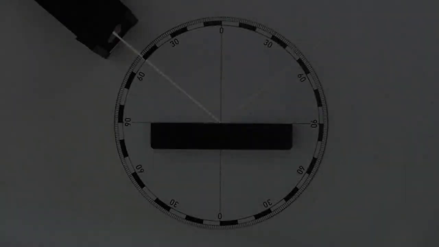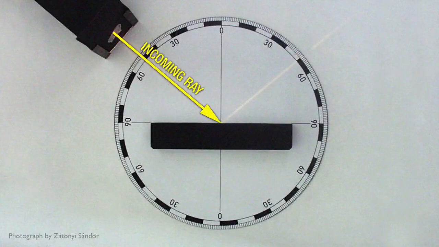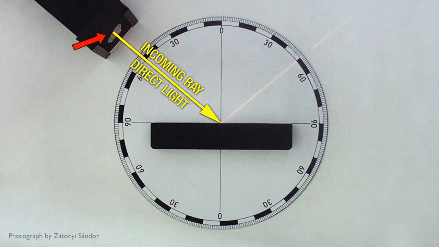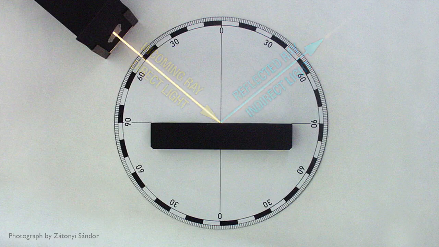A useful way to study it is with a laser and a mirror. This is the incoming light ray. We can call it direct light because it's coming directly from the light source, whether that's a sun or a laser or anything else. And here is the reflected light ray. We can call this indirect light. Notice that the reflected ray is weaker. Every reflection, or every bounce, costs energy and weakens the light.